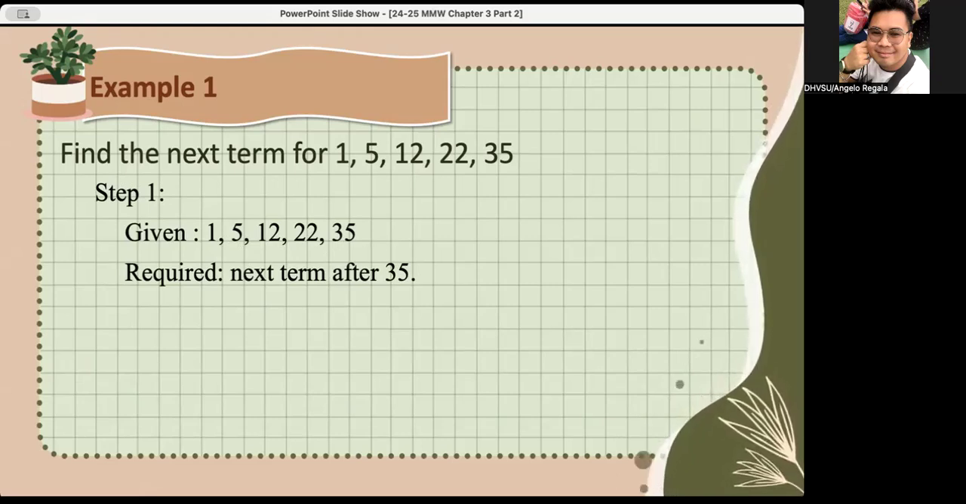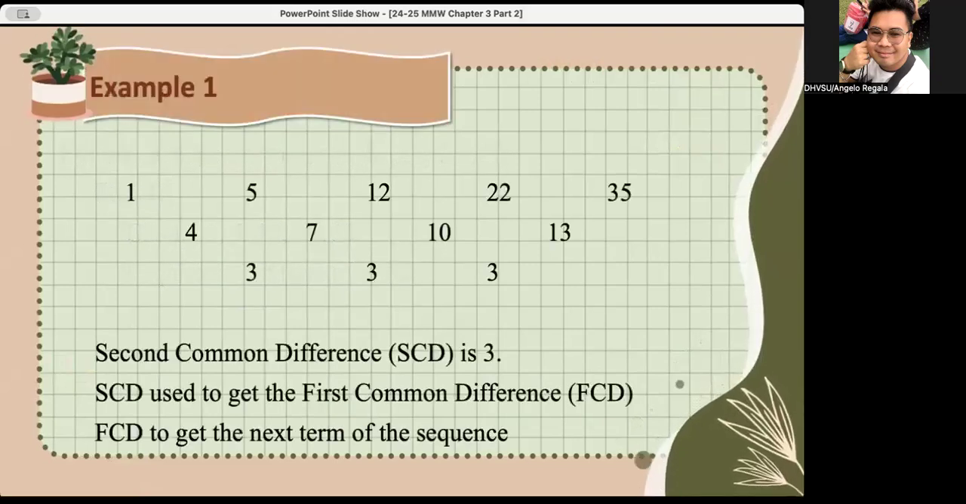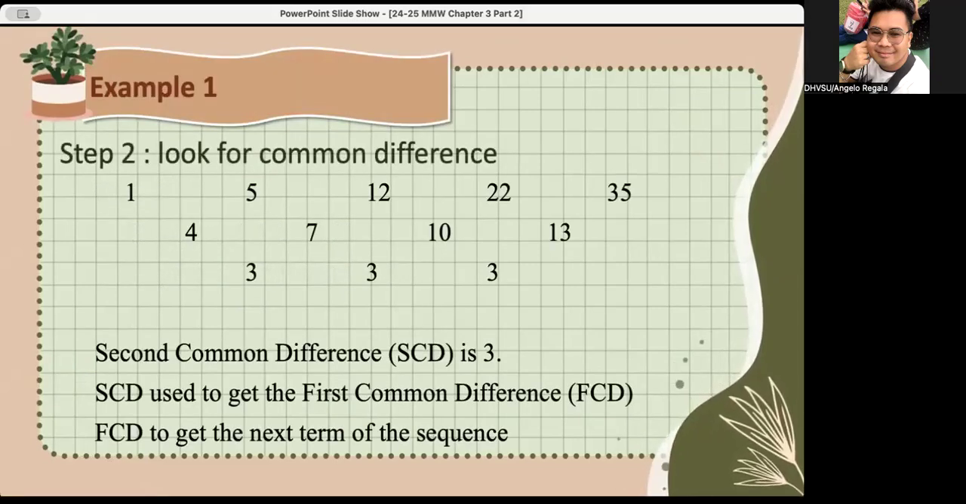So we have analyzed and understood the problem. Now, what would our process be? For strategy number 1, we can look for the common difference. What is the common difference of each? We look for the first common difference, or FCD. So 5 minus 1 is 4, 12 minus 5 is 7, 22 minus 12 is 10, 35 minus 22 is 13.